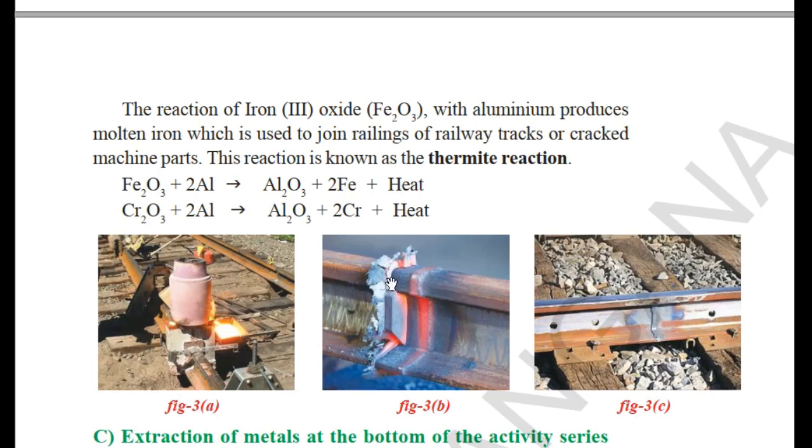They join machine cracks, or they use it for railway tracks. So in the exam, they may ask you what the uses of the thermite process are. You have to write that they are used to join railway tracks and cracked machine parts. You may also write the reaction: iron oxide reacts with aluminum, gives aluminum oxide, iron, heat. You just balance the equation.